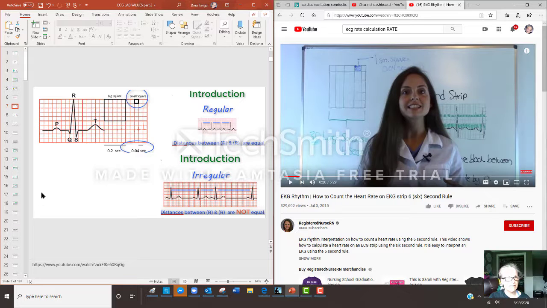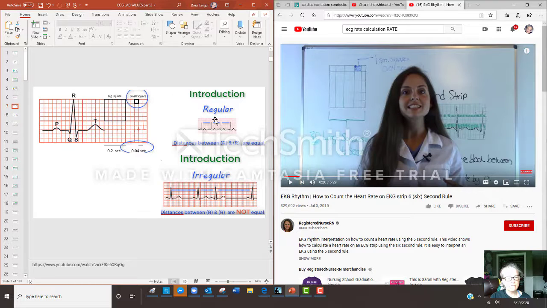Okay, so we just saw the video. I took some snips of the video. Big square, small square: 0.2 seconds for the big square, 0.04 seconds for the small square.